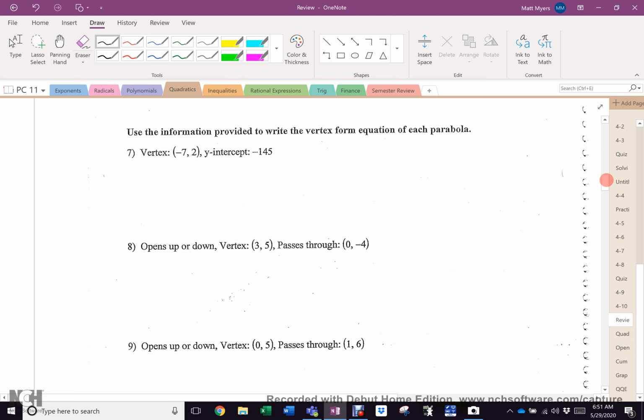Use the information provided to write the vertex form of each parabola. So whatever we use to find it, we're going to need to convert it to vertex form if we don't know the vertex.